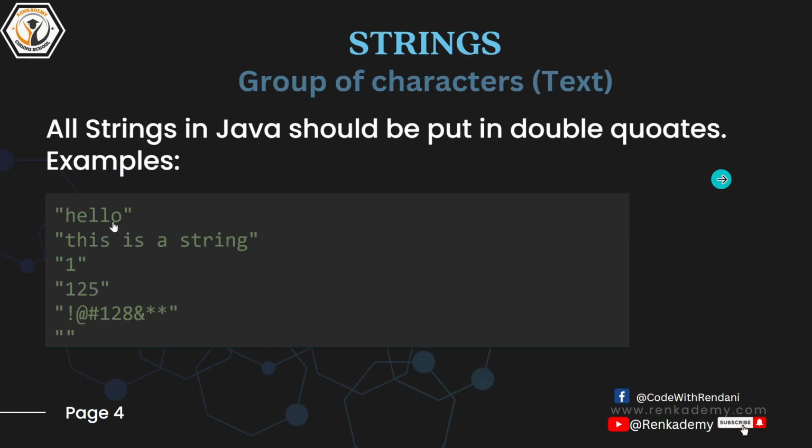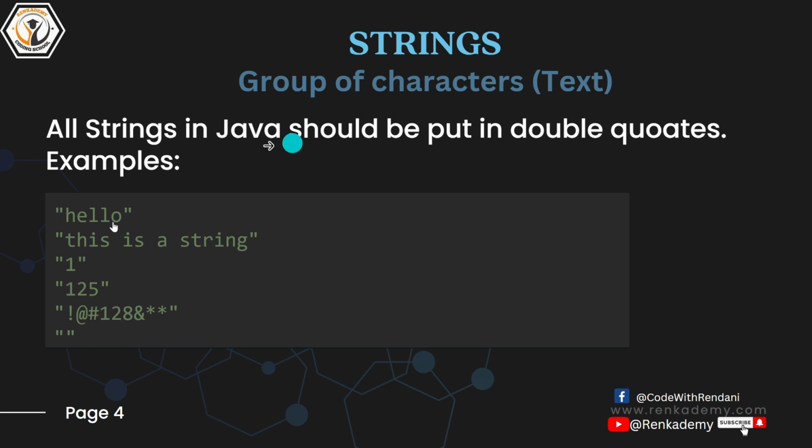So first of all, what is a string? Simply, a string is a group of characters. So it is some text. So if you want to type some text in Java, this text will be a string. Now, all strings in Java should be put in double quotes. So let me give you some examples. Here is a list of strings.